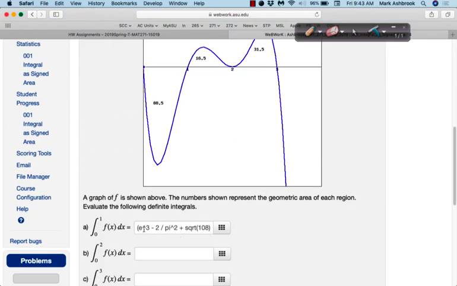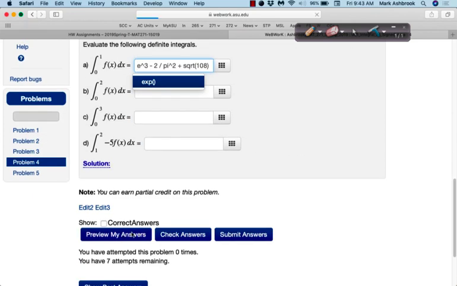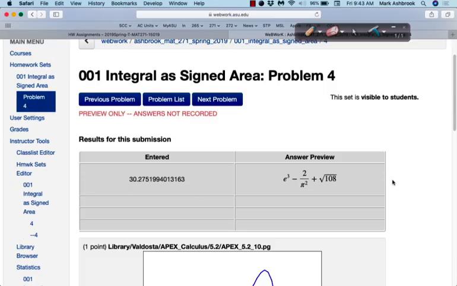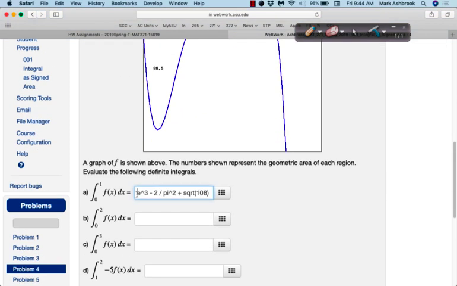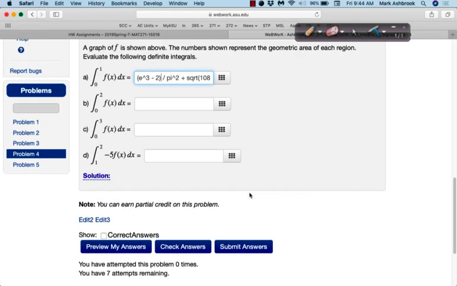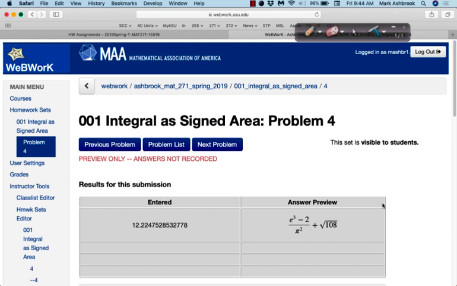I didn't even mean to put that there at all. Okay? So get rid of that. And then preview again. Now it's giving you a nice image of what you put in. I said, oh no, that's not anything like what I wanted. I wanted e cubed minus 2 all over pi squared plus square root of 108. So I did need parentheses around this. So I can change this. Notice I haven't wasted any attempts yet. Preview again. No, that's not what I wanted. I want pi squared plus square root of 108 all in the denominator. That's what I meant to write.